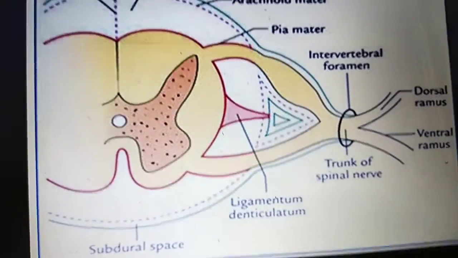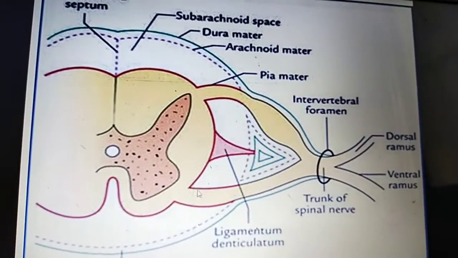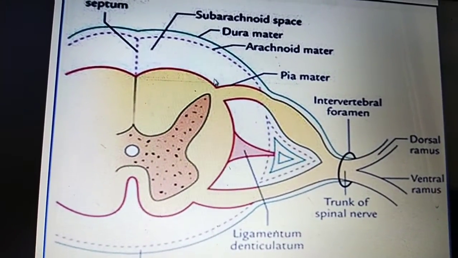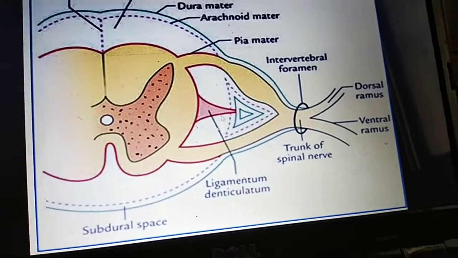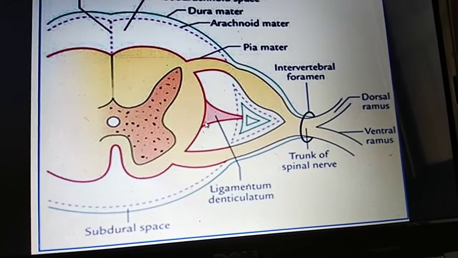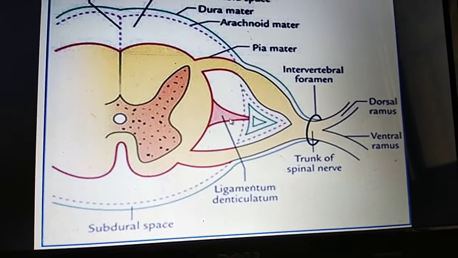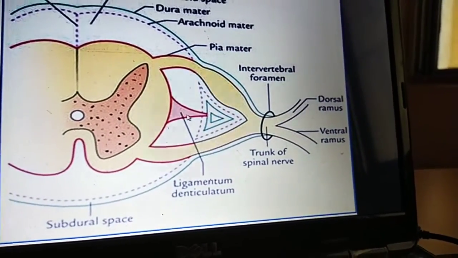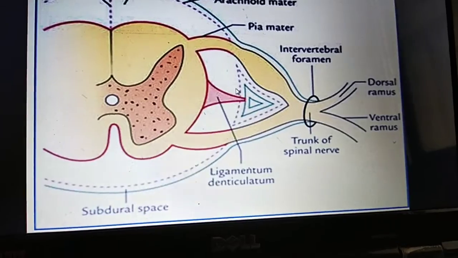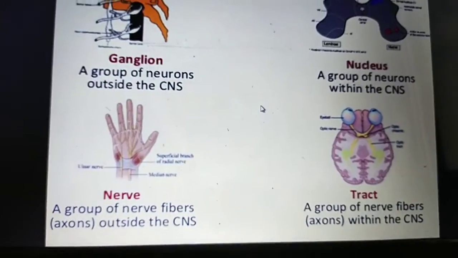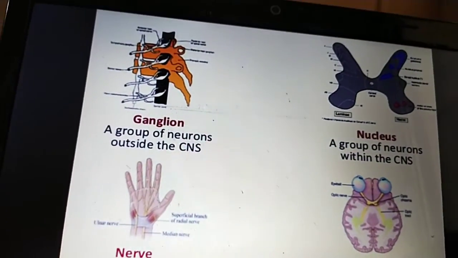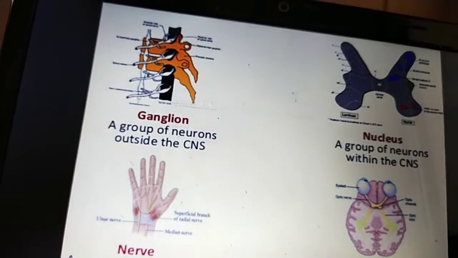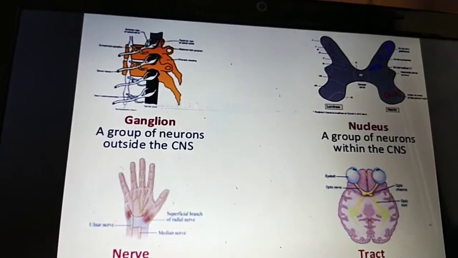In this picture you can clearly see the dura mater, arachnoid mater, pia mater, and ligamentum denticulatum. Okay, this is the ligamentum denticulatum. This pia mater holds the spinal cord properly. Okay, let's look at some structures before we go to the cross section of the spinal cord.